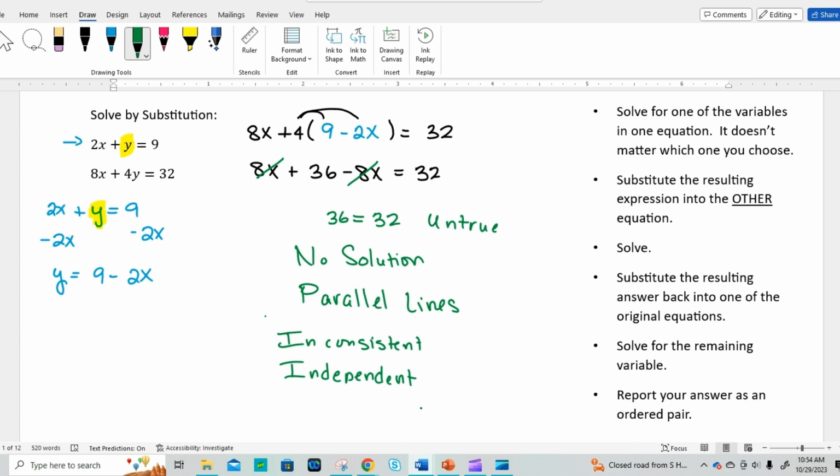Just follow the rules and follow the process. And I think once you get to the point where you start to recognize, oh, wait a minute, all my variables are dropping out, then you can start thinking about, okay, all the variables dropped out. I know that's special. What kind of special is it? Is it infinitely many solutions because I have a true statement? Is it no solution because I have an untrue statement? And just go from there.